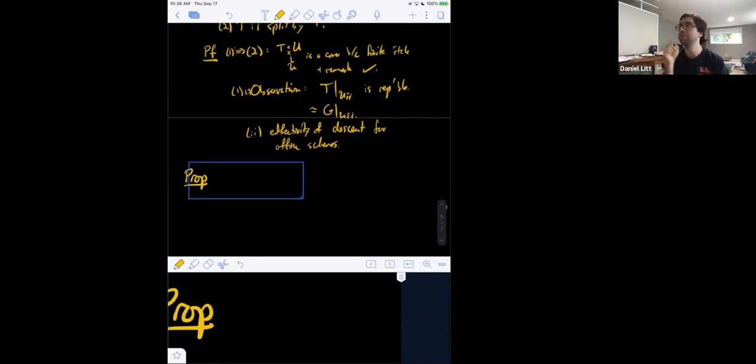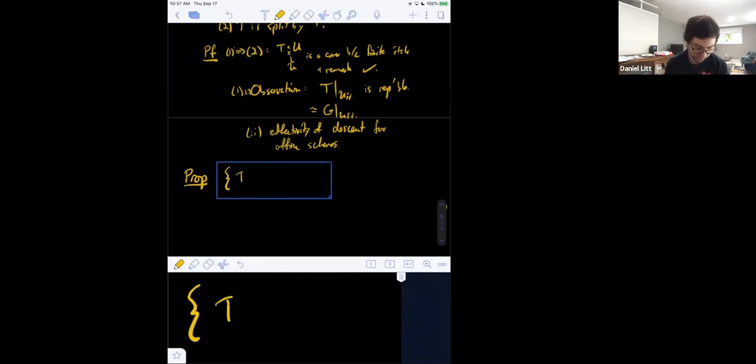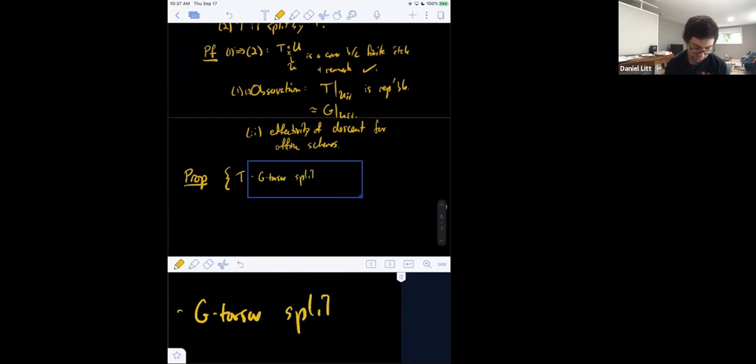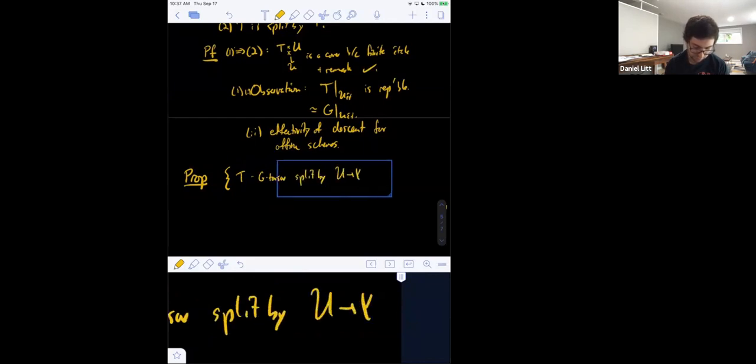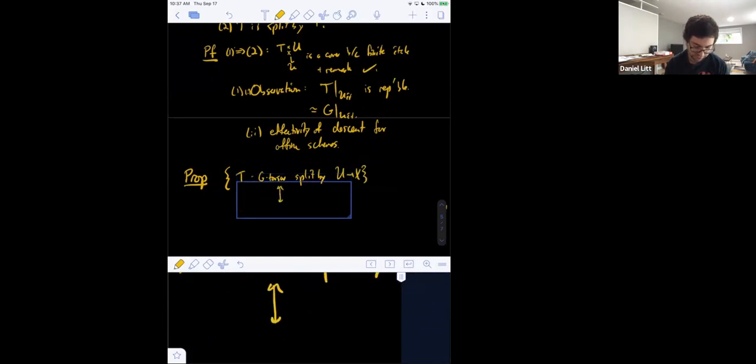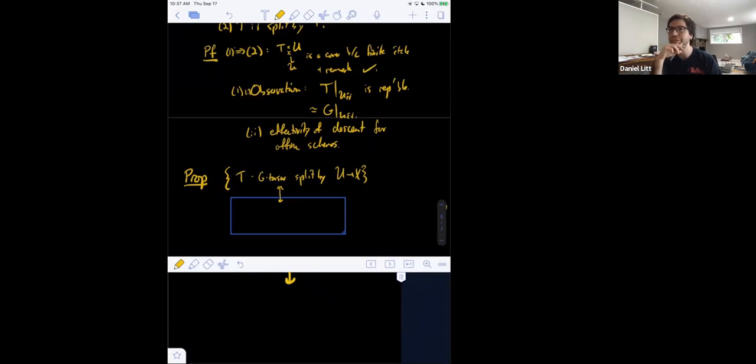Okay, so here's the proposition. Here's the promised concrete interpretation of H1. I claim there's a bijection, and we already saw this in part 2, but we'll make it more explicit: there's a bijection between the set of T, which is a G-torsor split by some cover U to X, and actually, does anyone have a guess as to what this is in bijection with? H1 with G coefficients. Yeah.